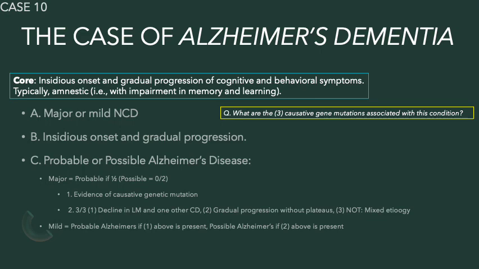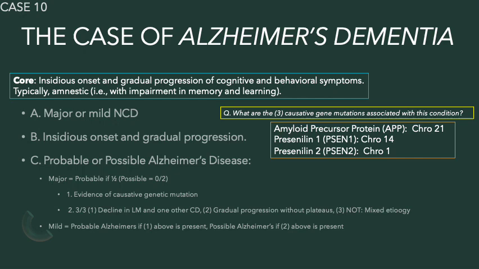In response to the question, what are the three causative gene mutations associated with this condition? They are amyloid precursor protein, this is located on chromosome 21, presenilin 1 or PSEN1, located on chromosome 14, and presenilin 2 or PSEN2, located on chromosome number 1.